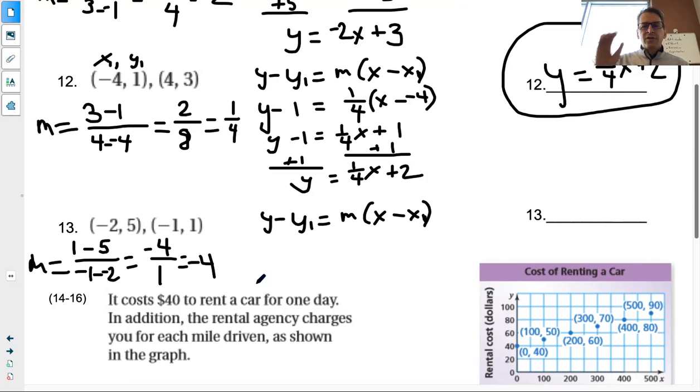Okay, you've got your relationship all ready to roll here. Let's go ahead. y minus the y. I'm going to pick this 5 here. Okay. The next one, I'm going to use -2. So this is y minus the y of 1, which is 5, is equal to the slope, which is -4, times x minus the x, which is -2.